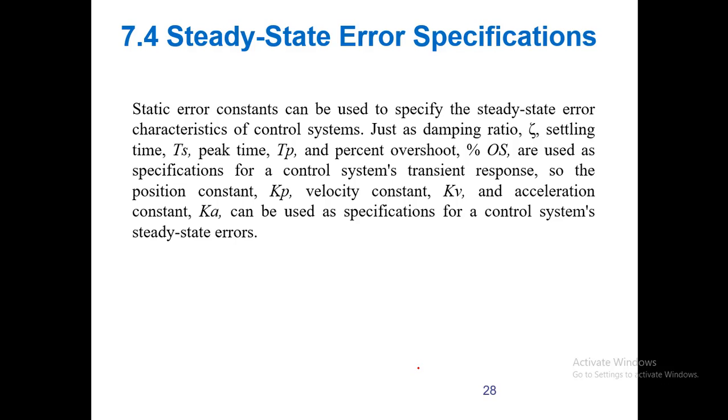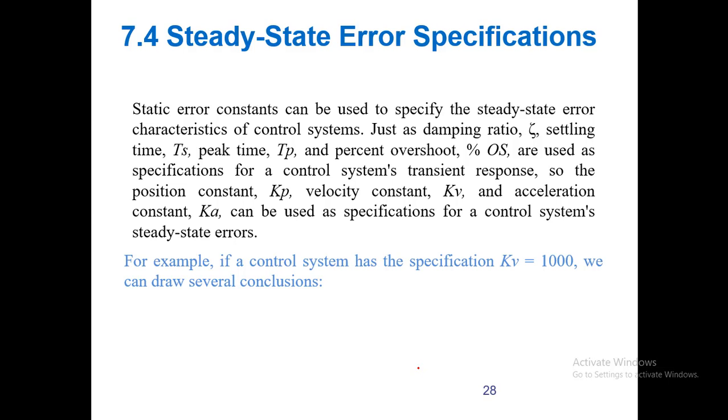Now let's talk about the different specifications for this SSE, or steady state error. Steady state error constants are used to specify the steady state error characteristic of a control system. Just like overshoot, damping ratio, settling time, and peak time specify the transient response of a control system, similarly, by using Kp, Kv and Ka, you can find the steady state errors for a given control system.